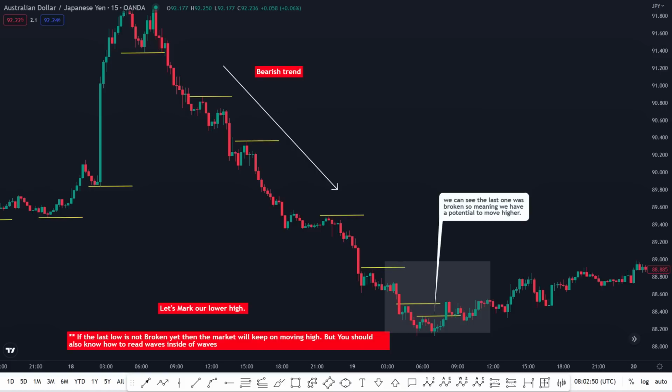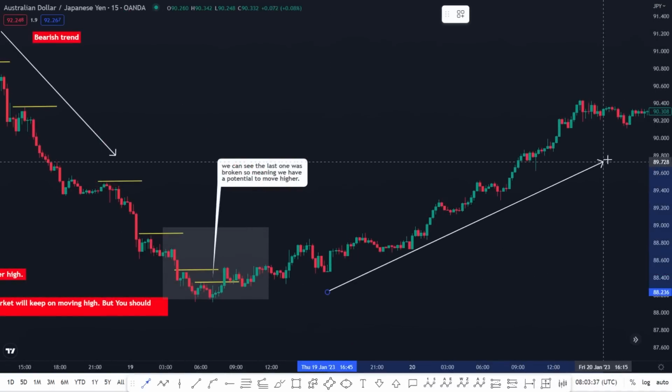And remember, when the last lower high is not broken, the market will keep going lower. There is no way the market can reverse or change direction without breaking any structure. If it's not clear on another time frame, go to the lower time frame. You will always see a break of market structure, period.